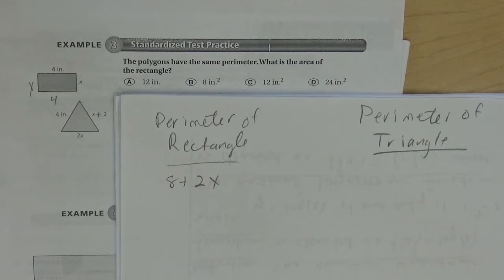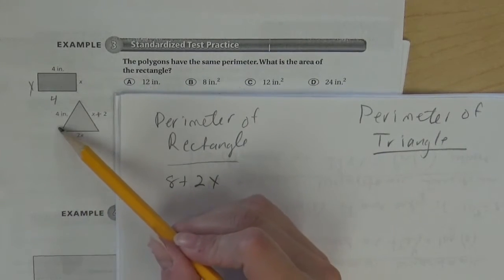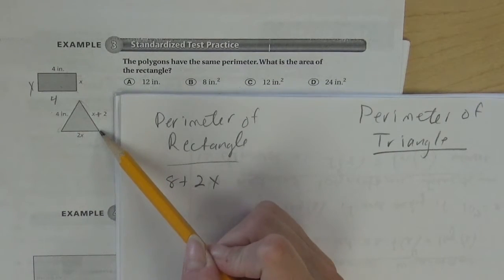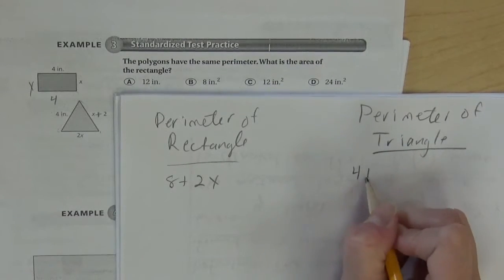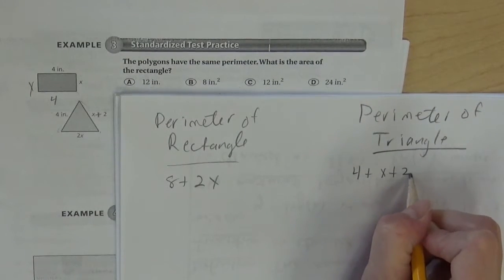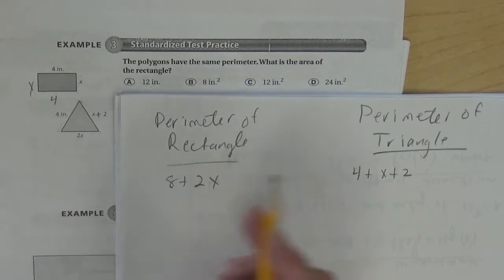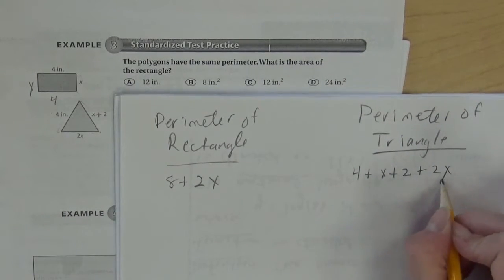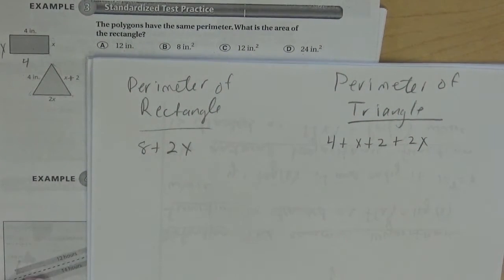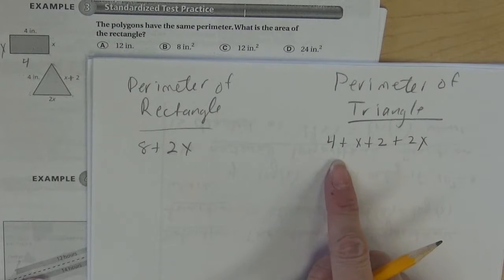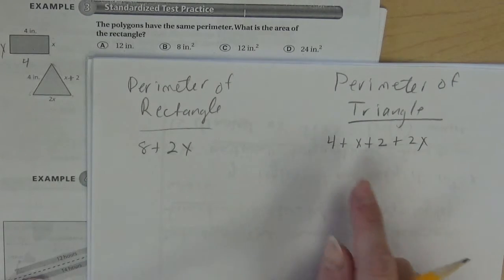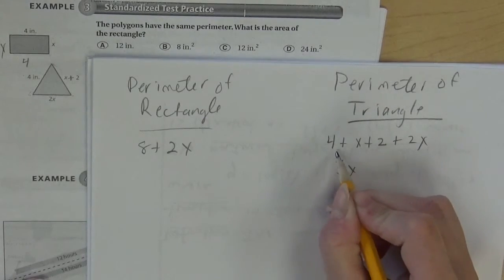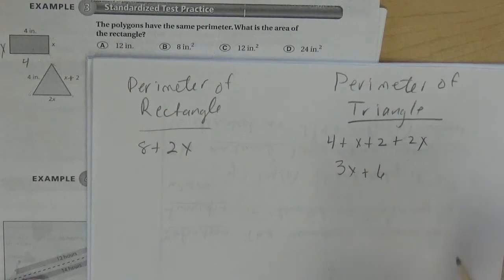The perimeter of my triangle, what is that? We've got 4 inches, x plus 2, so 4 plus x plus 2, plus this side is 2x. Okay? Let's combine like terms. 8 plus 2x, I can't do anything there. On this side, the triangle, I can do x plus 2x. That gives me 3x. 4 plus 2 gives me 6.